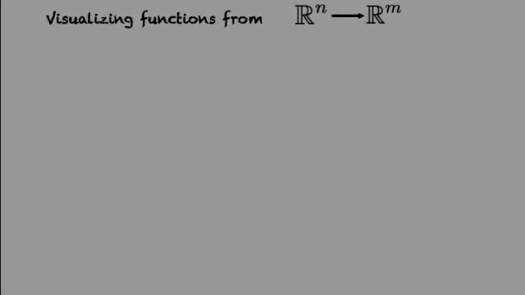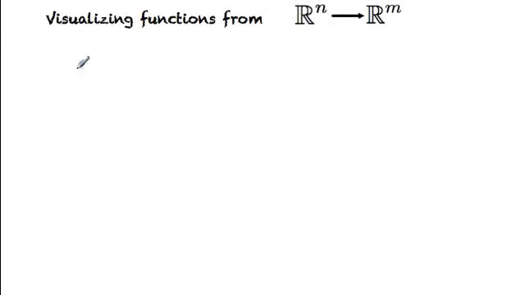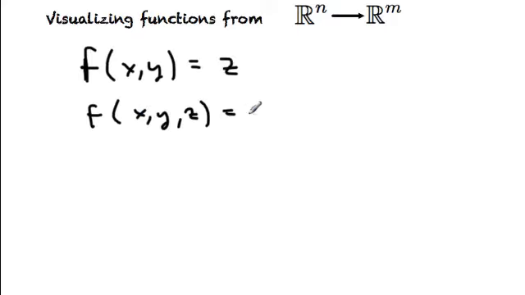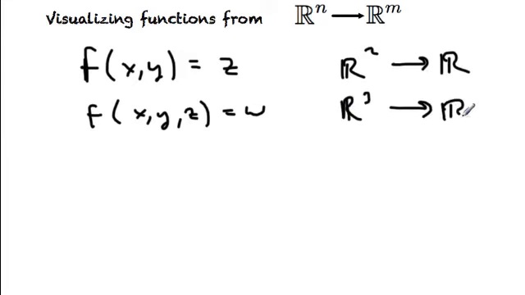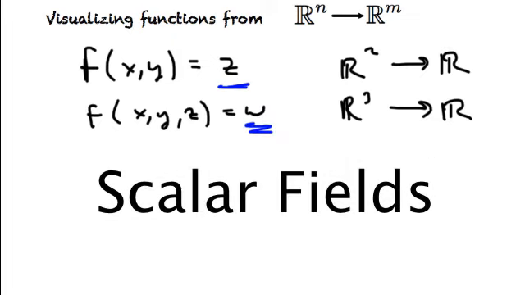Okay. The next type of function I'd like to talk about is one that's not mentioned in your textbook, and that is functions from R2 to R or R3 to R. These functions produce a scalar. The output to these is not a vector. It's just a scalar.